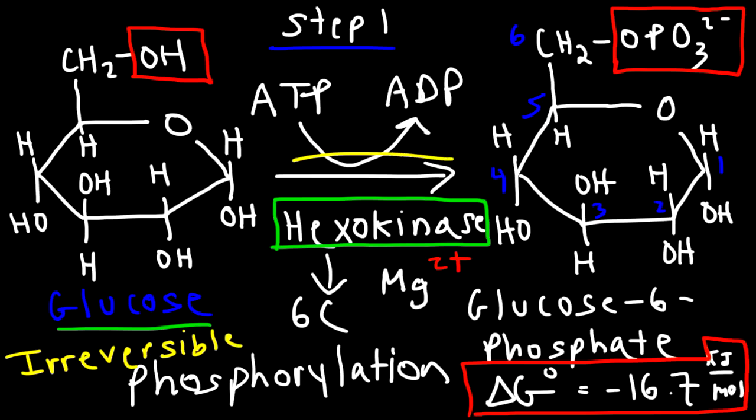So if you see a single arrow, that means it can only go in one direction. It's irreversible. If you see a double arrow, that means that it's reversible, and the standard free energy change will be lower if you ignore the negative sign. So if you have a very large negative delta G value, it's going to be irreversible. However, if it's very small, it will be reversible.